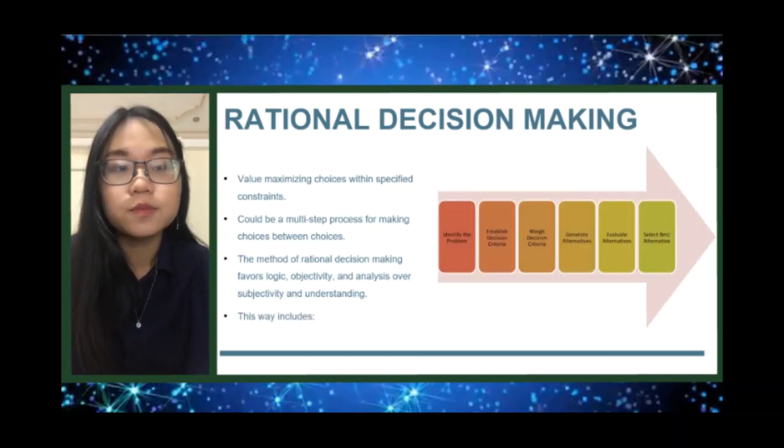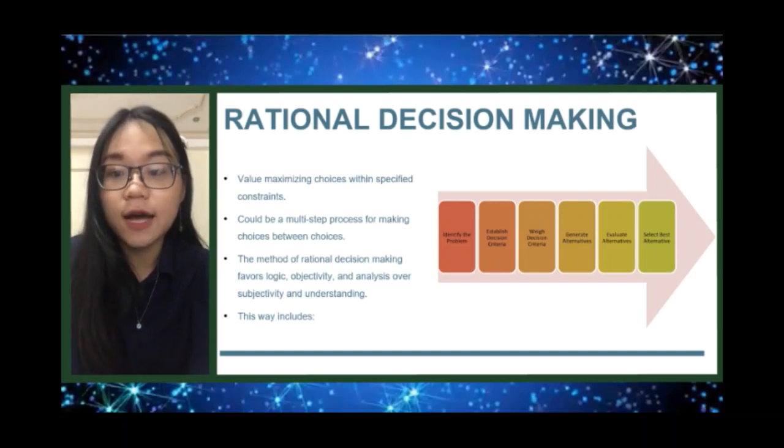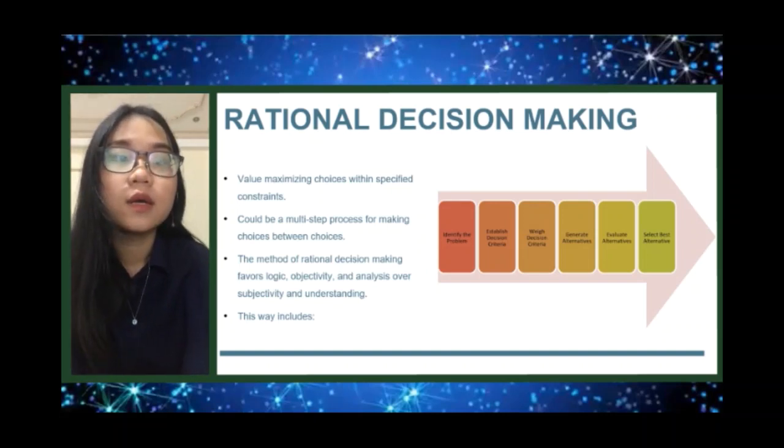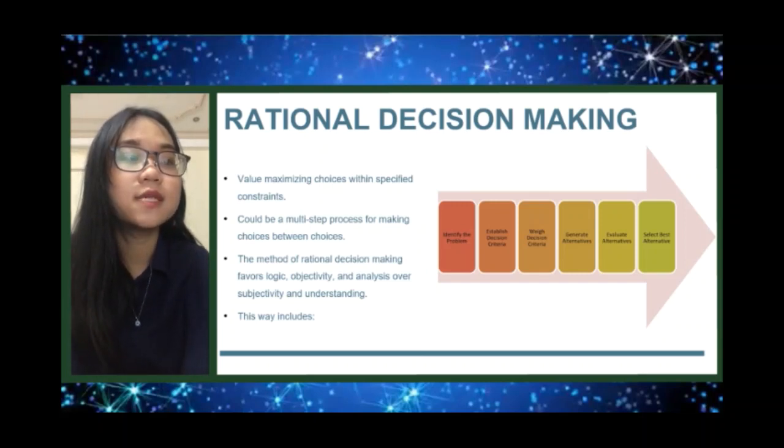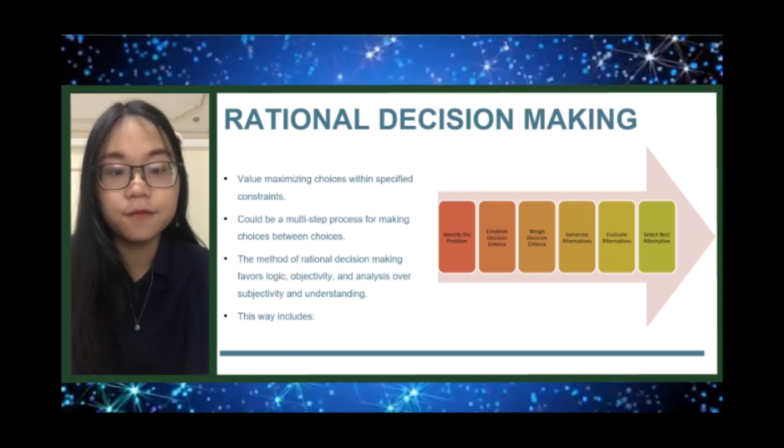First of all, we have to identify the problem. Second, we have to establish the decision criteria. Third, we have to weight the decision criteria. After that, we have to generate the alternatives. We have to evaluate the alternatives. And finally, we have to select the best alternative.